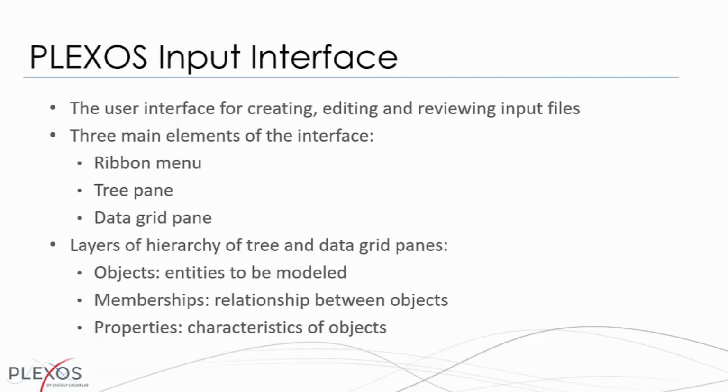The layers of hierarchy of tree and data panes are objects, which are entities to be modeled, memberships, which are relationships between objects, and properties, which describe the characteristics of objects.